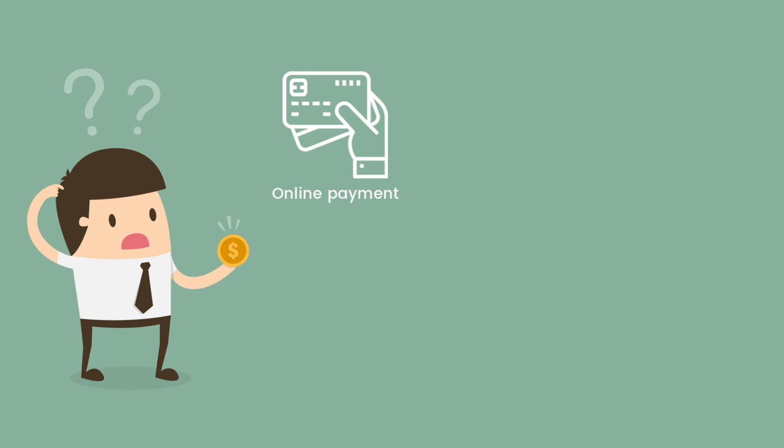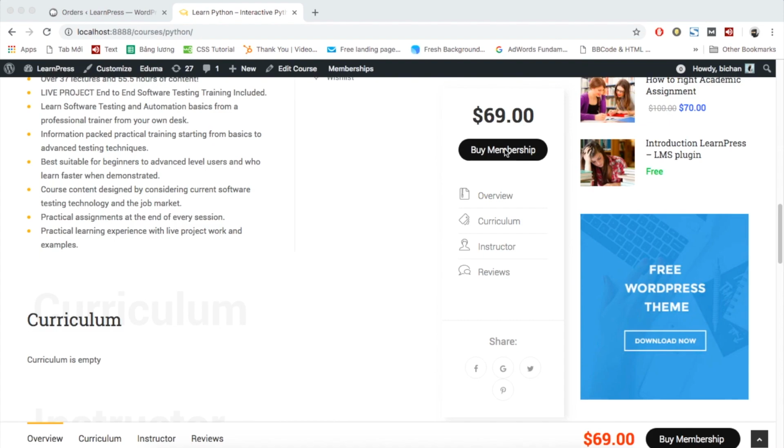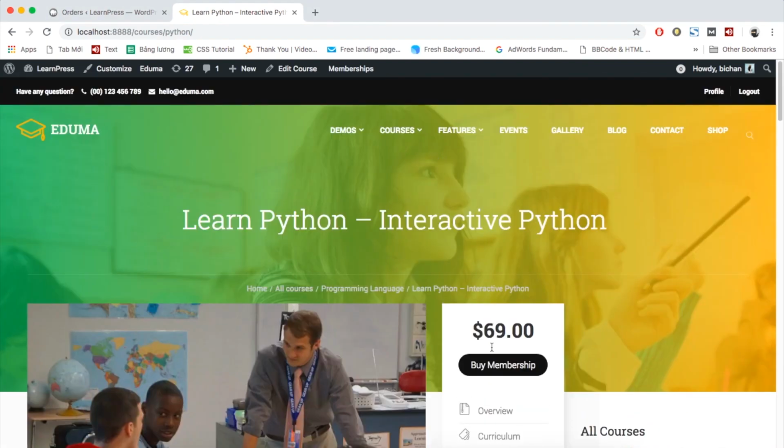With online payments, the students can directly enroll in the course after a successful purchase. However, with students who paid offline, how can they enroll in the courses they bought? It's your mission to assign the course to these students manually. In this video, I will guide you how to do it step by step.